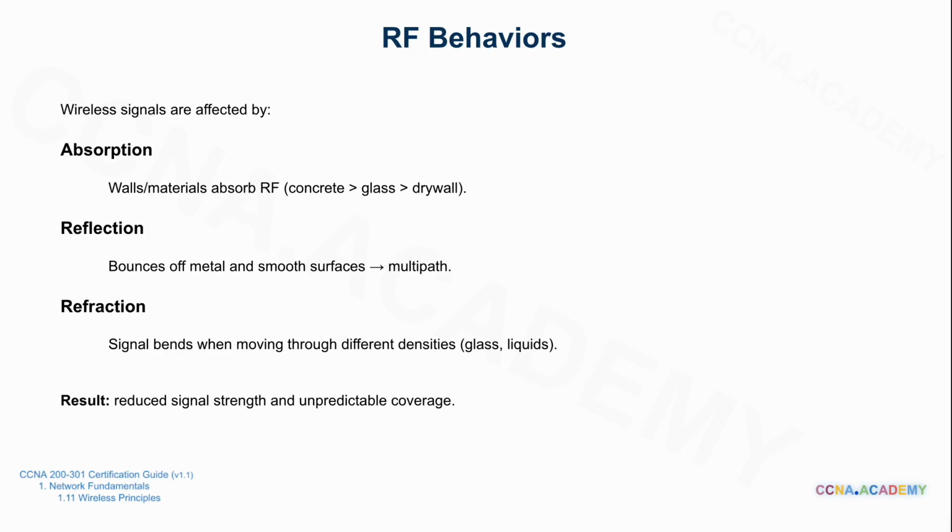Radio signals behave differently based on what they encounter. Walls and dense materials absorb RF energy, reducing signal strength.